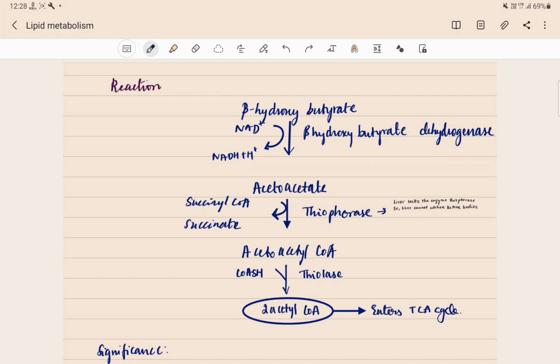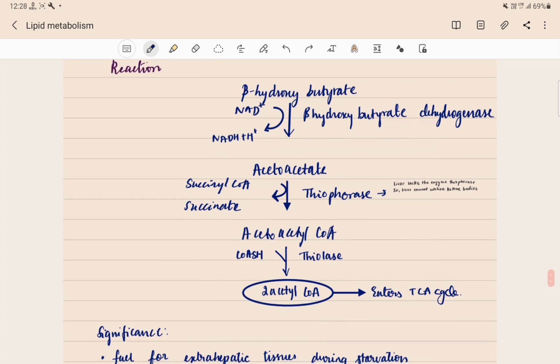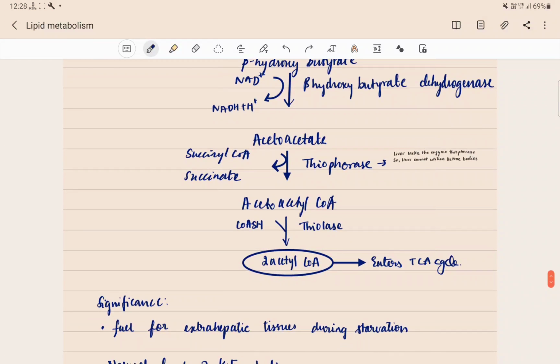First, dehydrogenase acts, and when a dehydrogenase enzyme acts, the electron receiver is usually FAD or NAD. Here it is NAD plus. So beta hydroxybutyrate undergoes dehydrogenation to form acetoacetate. In the presence of thiophorase, acetoacetate is converted to acetoacetyl CoA.